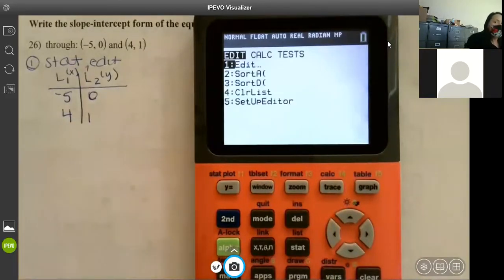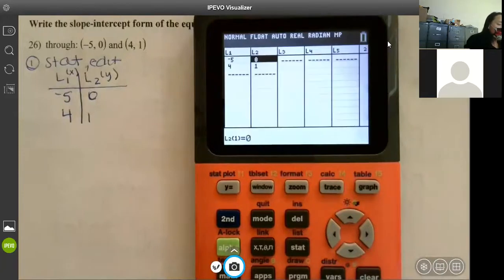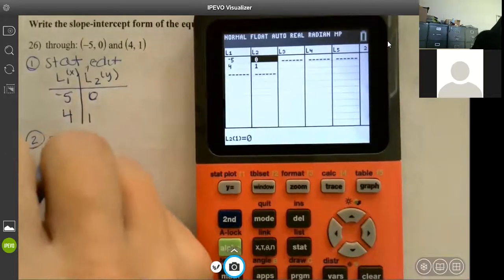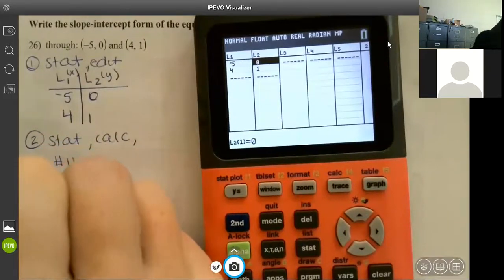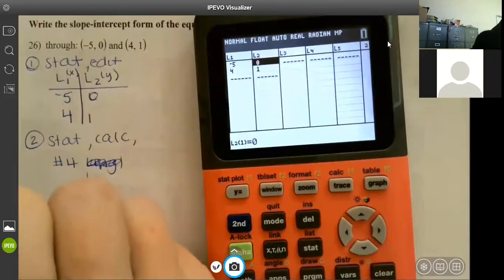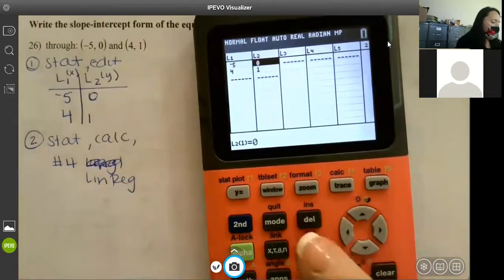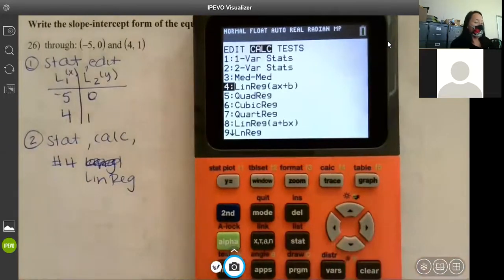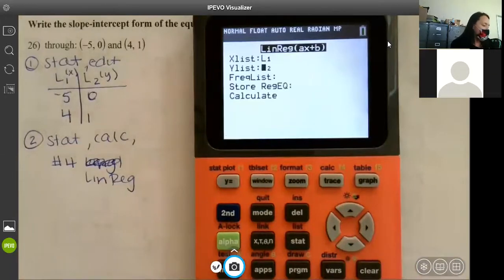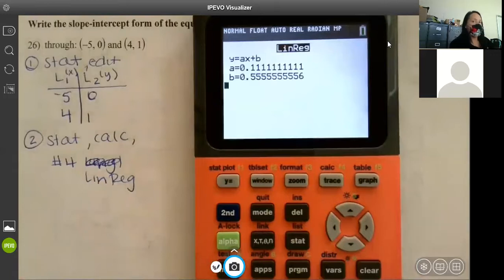Stat and edit. Stat is right below the delete key. I'm pointing to it right now. You see it? Okay. And then you just hit enter. You should probably have a calculator for this. And then you just type it in, okay? Then you're going to go back to stat. You're going to go over to calc and down to the 4th one. It says linear reg. So stat, that same key that you just hit, you're going to go over to calc and down to number 4. You're going to hit enter like a million times. And then it's going to give you the equation, okay?